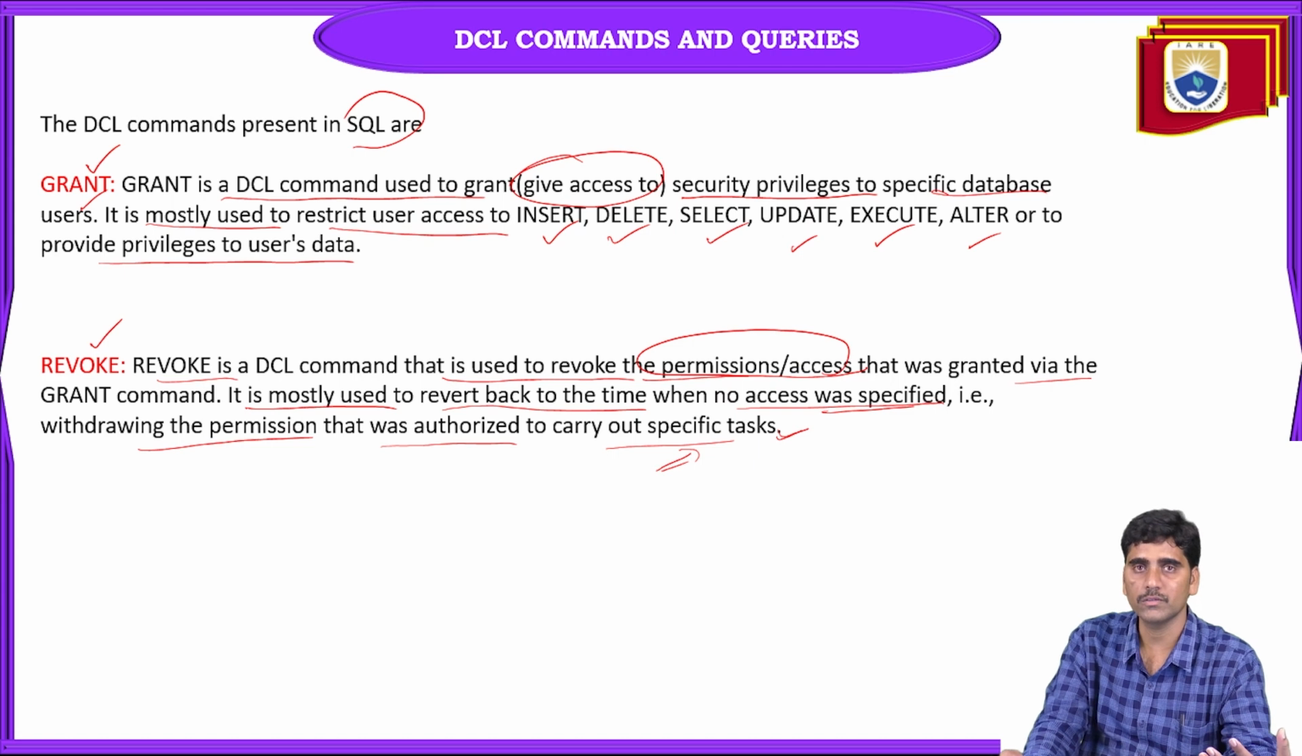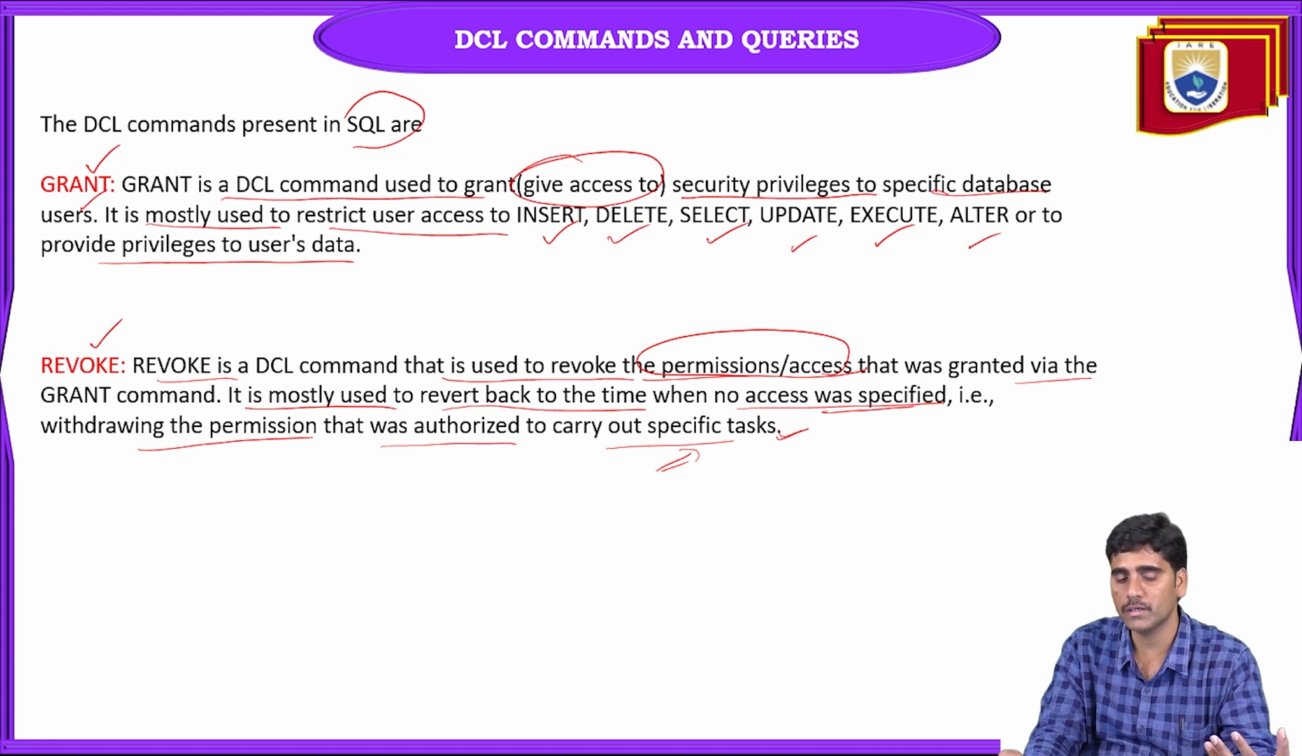So the main important DCL commands are grant and revoke. The grant command is used to grant privileges to specific database users, or giving access to them. Similarly, revoke is a DCL command that is used to revoke the permissions or privileges from the user, which are already granted.